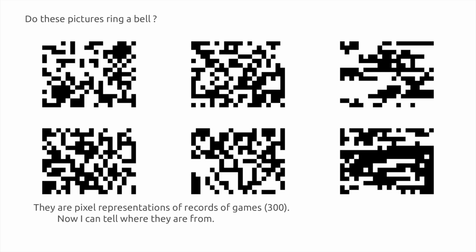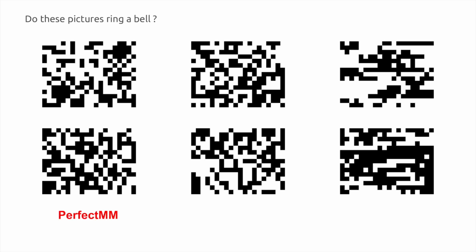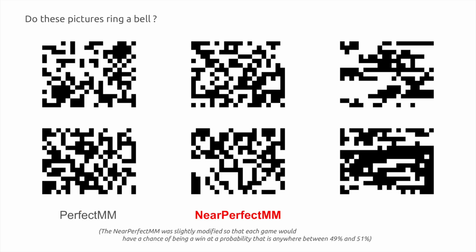Do these pictures ring a bell? They are pixel representations of records of games. Now I can tell where they're from. The two on the left are from Perfect MM. The two in the middle are from Near Perfect MM. The two on the right are from Streak MM.